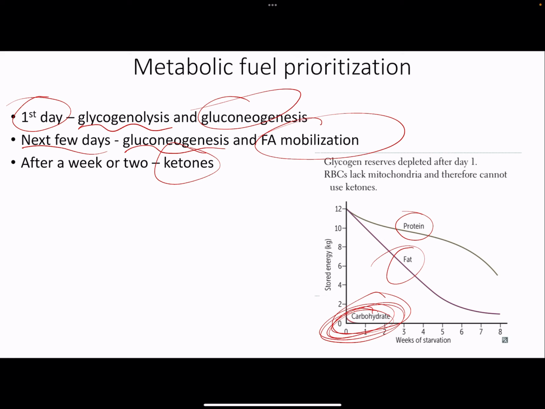And of course, not just your biceps, but proteins are important. It took a lot of effort to make them in any cell. And so we really don't want to break them down unless we absolutely need to. That's why proteins go last.